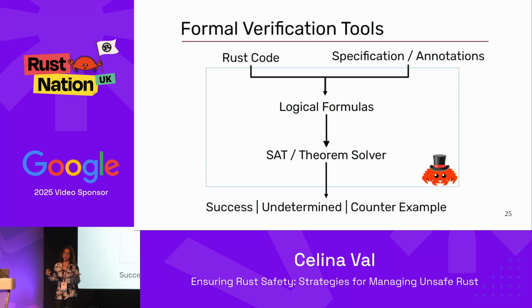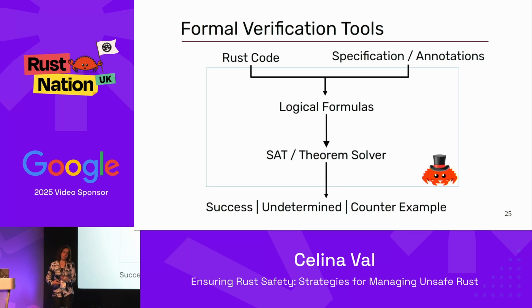I don't know if anyone here has tried formal verification before, but basically, the way a formal verification tool works is it will compile your Rust code plus some specification, some annotations that you might have to manually add, down into logical formulas. And those logical formulas are then given to a solver, most of the time SAT solvers or theorem solvers, that will verify whether your Rust code respects your specification. And this is actually verifying all the possible combinations of paths you have in your code.